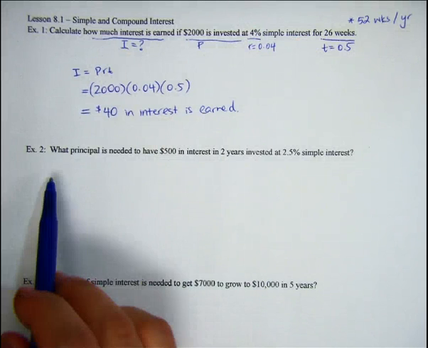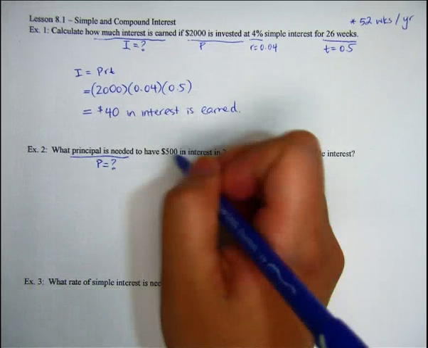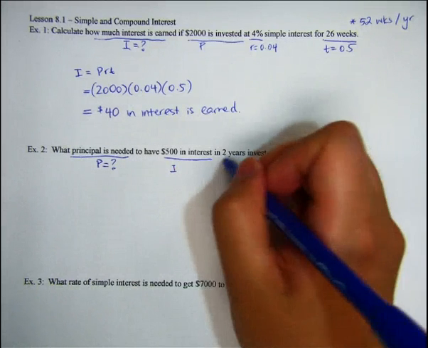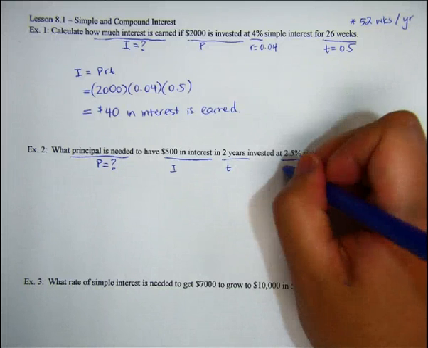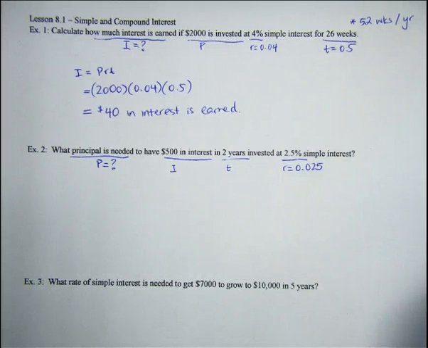For example number 2, what principal is needed? So we want to figure out P. In order to have $500 in interest, so I is 500, in 2 years, so T is equal to 2, invested at 2.5% simple interest. So again, convert the 2.5% to a decimal.